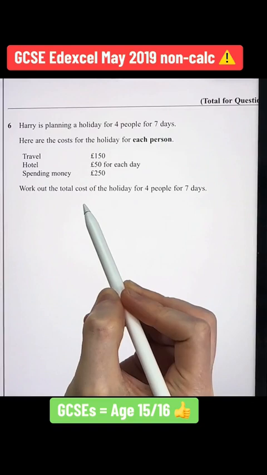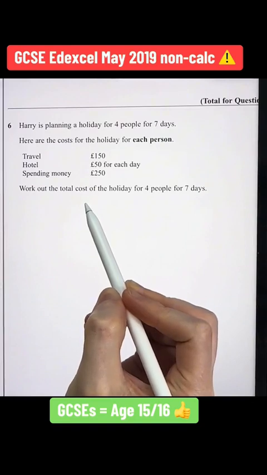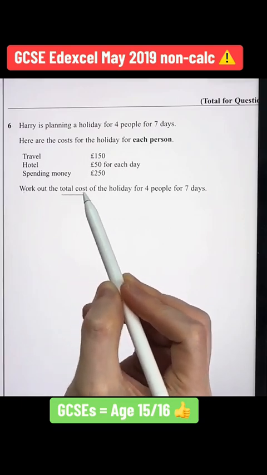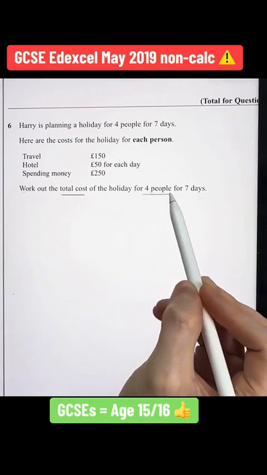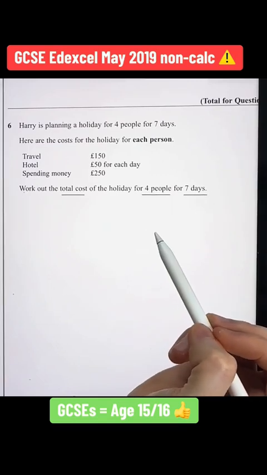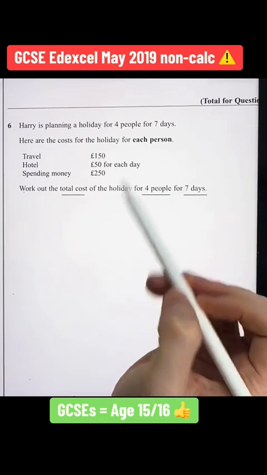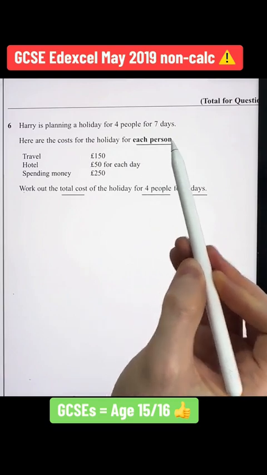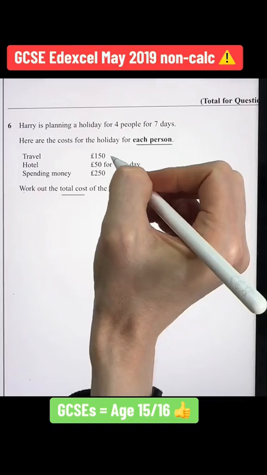Question 6. Harry is planning a holiday for 4 people for 7 days. Here are the costs for the holiday for each person. Work out the total cost of the holiday for 4 people for 7 days. Therefore, my first step is to work out the cost of the holiday for each person. Well, for each person, here I'm told the travel costs £150.